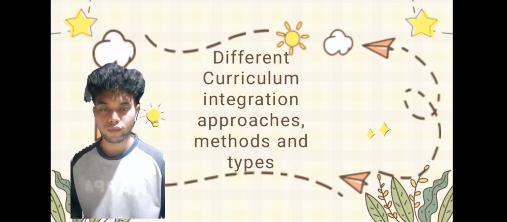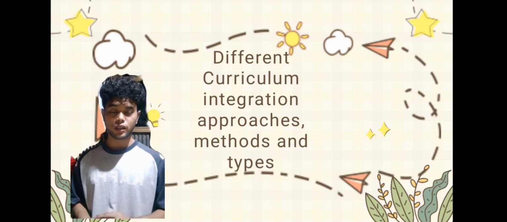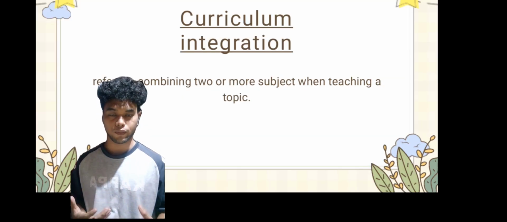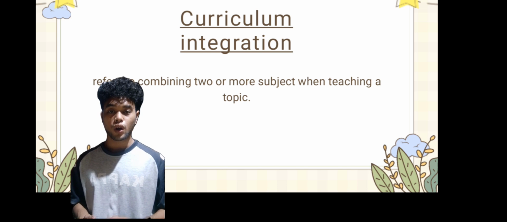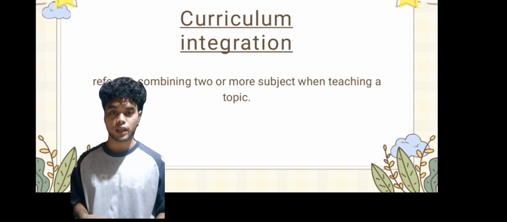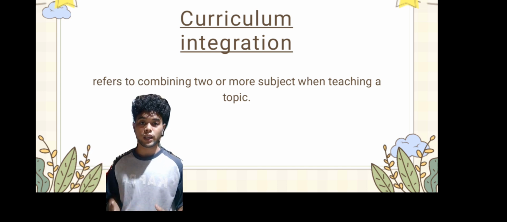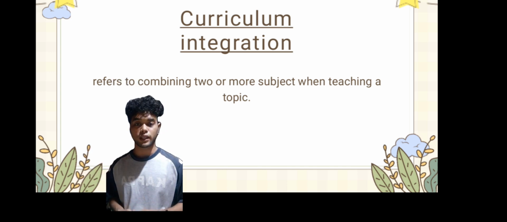The assigned topic that was given to me is the different curriculum and integration approaches, its methods, and its types. Okay, first is the curriculum integration. What is curriculum integration? It refers to combining two or more subjects in teaching a specific topic. It is a way to connect different areas of studies to help students to make a real-world connection.